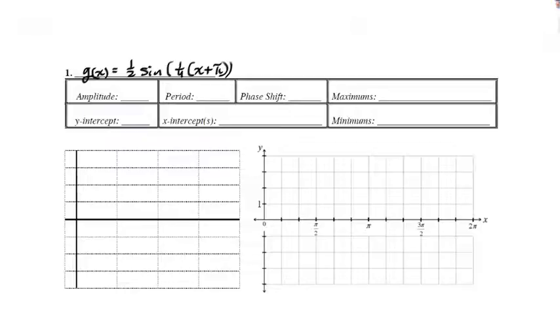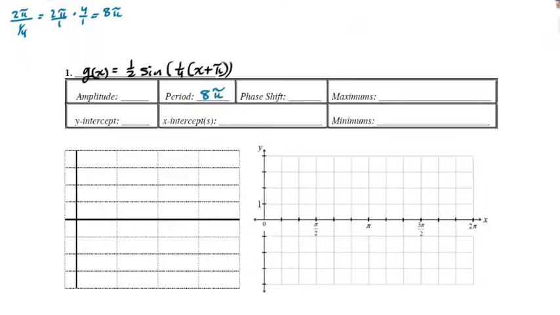Okay, so let's find our period first. To find our period, we're going to take that 2 pi and we're going to divide it by 1/4. That is the same as going 2 pi times 4/1. Now we don't really need that over 1, but I'm going to leave it there. And we have 8 pi divided by 1, but I'm going to leave it just like that. So our period is 8 pi.